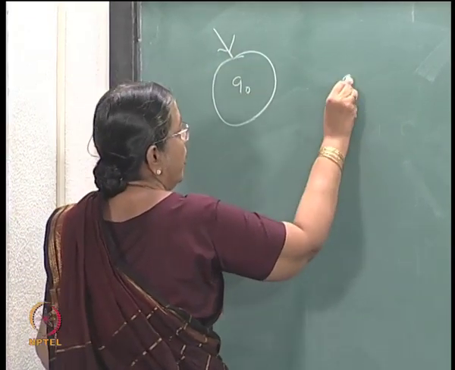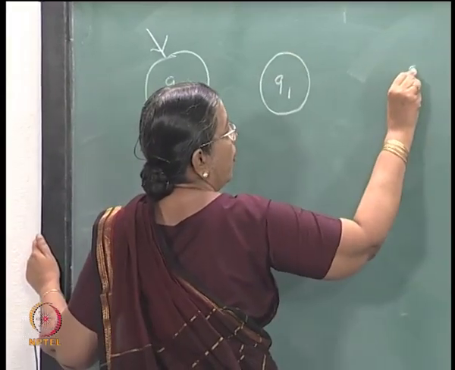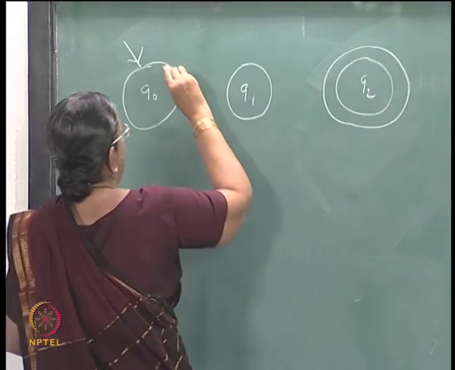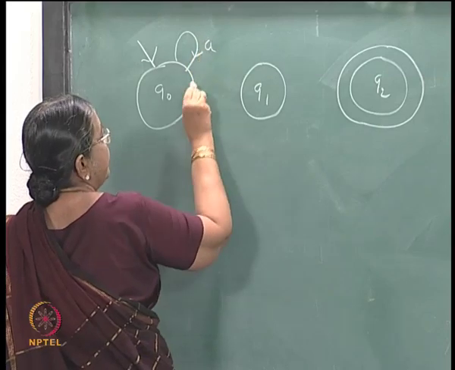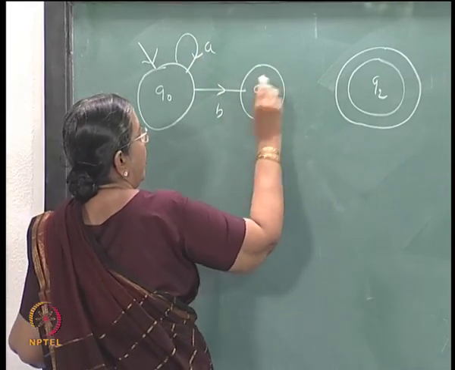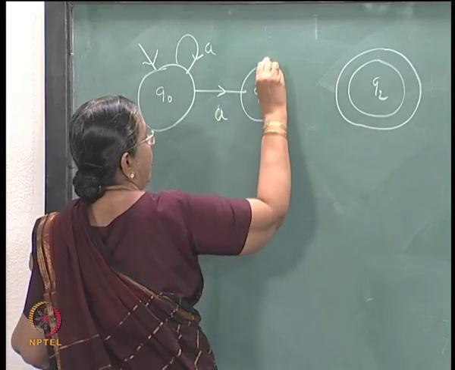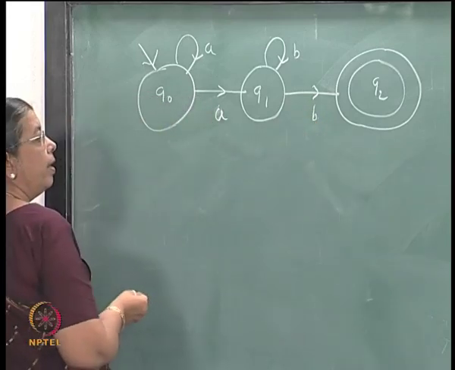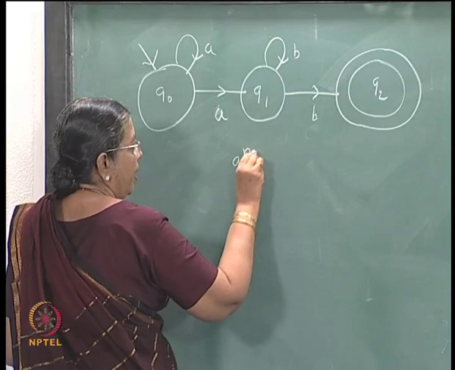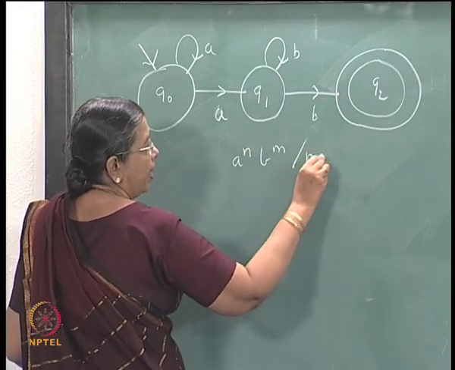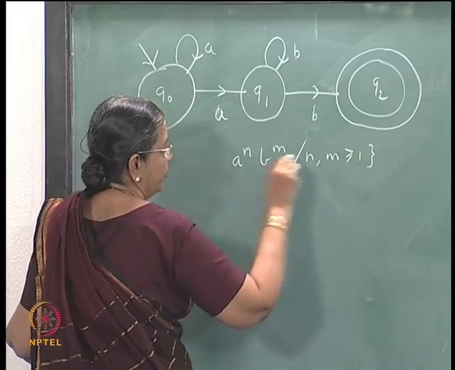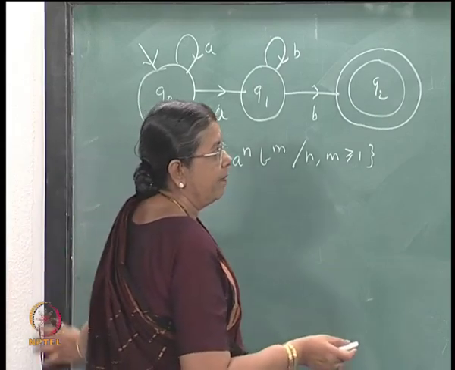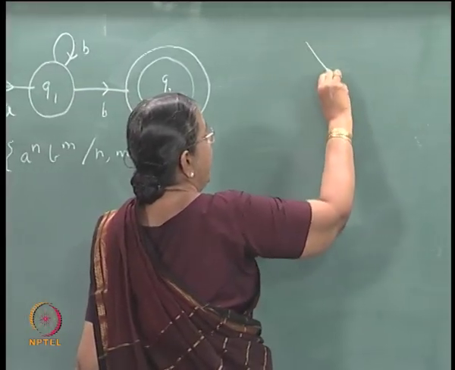So, we have seen this diagram: Q naught, Q 1, Q 2. This is a non-deterministic diagram, which accepts the language A power n, B power m, n comma m greater than or equal to 1. And when we constructed the deterministic diagram from this, the diagram was like this.